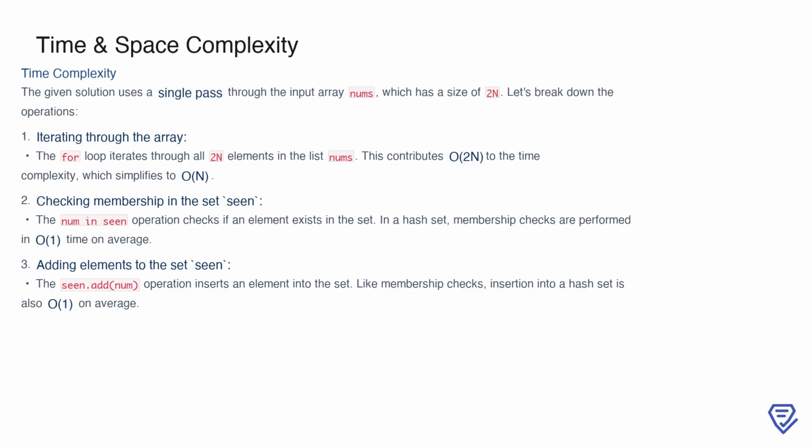Now, within this loop, there are two key operations. First, we check if the current number exists in the hash set scene using the "number in scene" operation. In a hash set, membership checks are highly efficient, taking O(1) time on average. Second, if the number is not in the set, we add it using the scene.add(number) operation, which also has an average time complexity of O(1). Both of these operations are constant time, so overall, processing each element in the array involves O(1) work. Since this is done for all 2n elements, the total time complexity remains O(n).